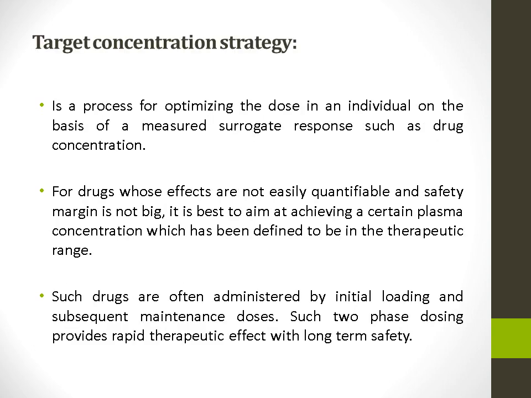Target concentration strategy. Another thing we want is certain drugs we want to give in a target concentration. We want a rapid action from the drug. So it is a process for optimizing the dose in an individual on the basis of a measured surrogate response such as drug concentration. So for drugs whose effects are not easily quantifiable and safety margin is not big, it is best to aim at achieving a certain plasma concentration which has been defined to be in the therapeutic range.